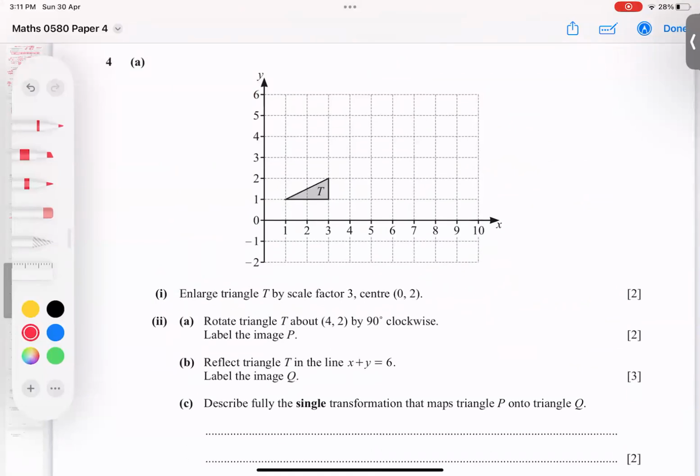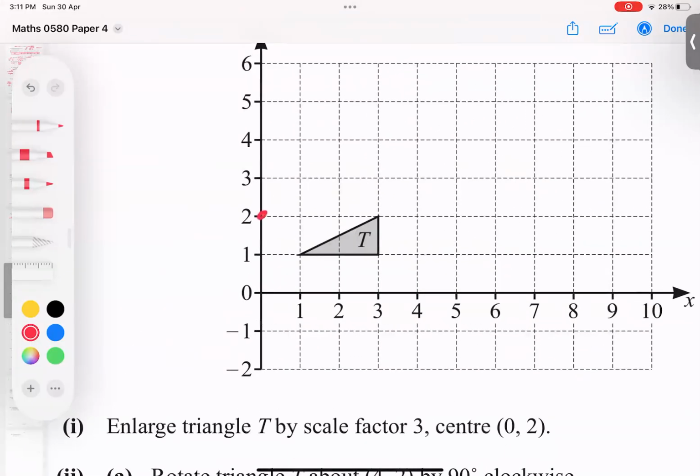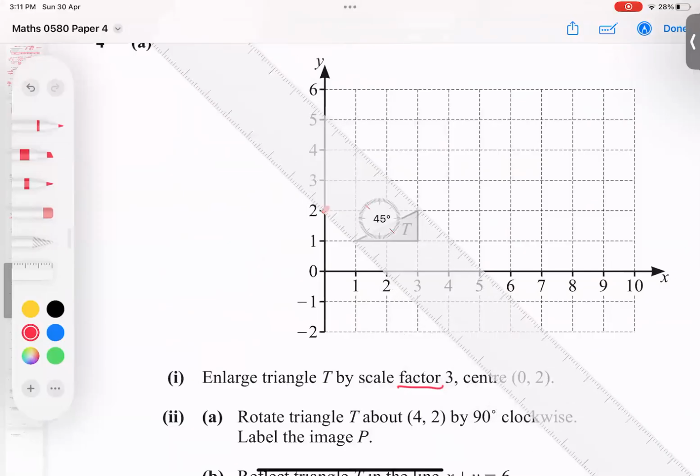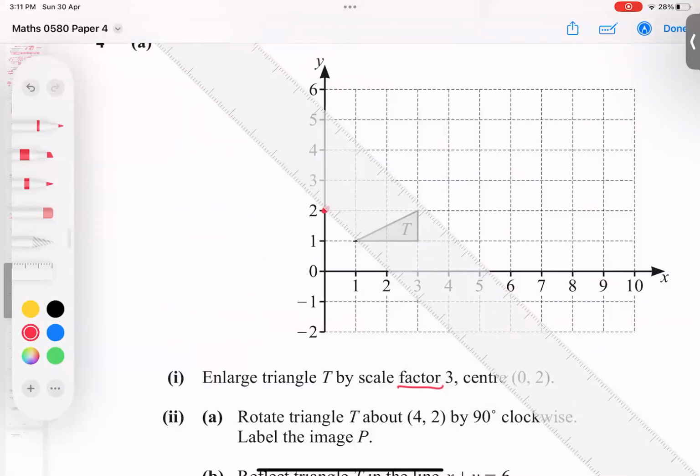Question number 4 is what here? You say enlarge triangle T by scale factor 3 and center 0, 2. Where is 0, 2, student? X is 0, Y 2 is here. And he says 3 times, so 3 times bigger. I will take a scale and first of all, I will just check it. How much is this point of the triangle, how much one box into 3? 1 into 3 become 3 boxes. So 1, 2, 3. So Alhamdulillah Rabbil Alameen, this point is coming here.